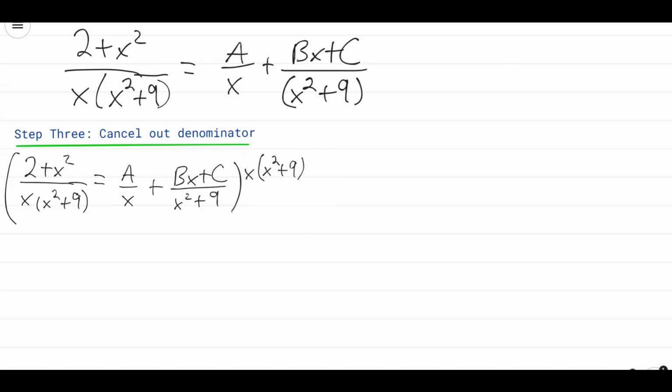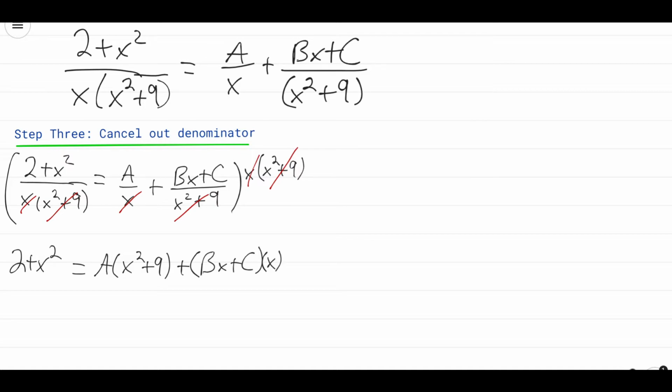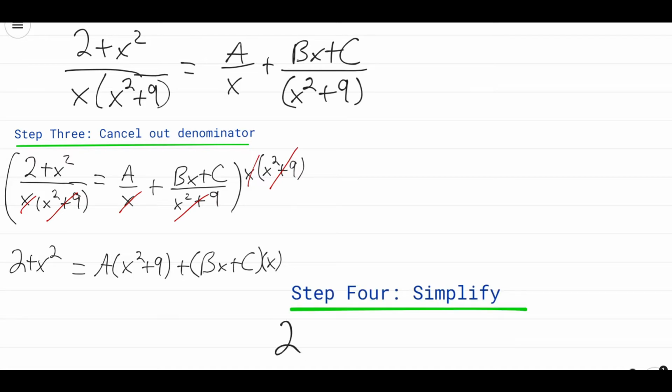So what we're going to do is we can cancel the denominator on the left-hand side of the equation. We can cancel out the x and the x squared plus 9, respectively, with each term. And what we're left with is 2 plus x squared is equal to a over the x's get canceled, so we're left with x squared plus 9. And then the x squared plus 9 gets canceled, so we're left with bx plus c times x. So that's our one line of equation. So in step 4, we're just going to simplify this. So 2 plus x squared is equal to ax squared plus 9a plus bx squared plus cx.